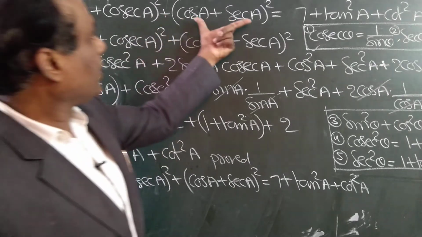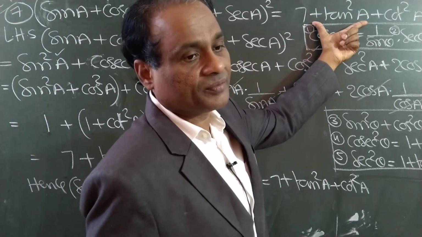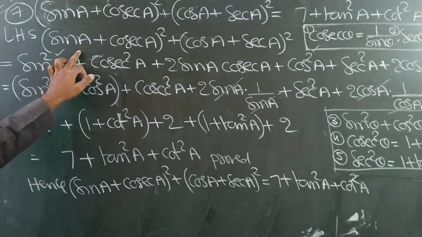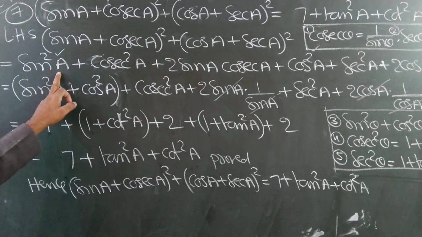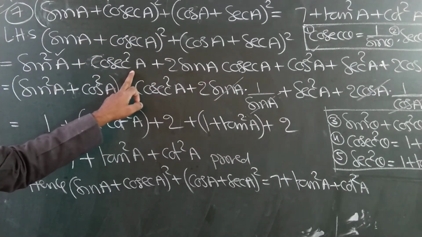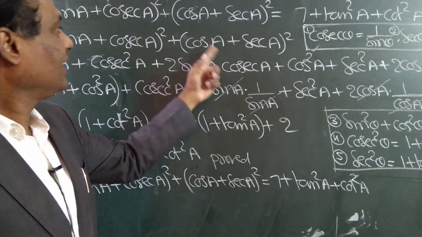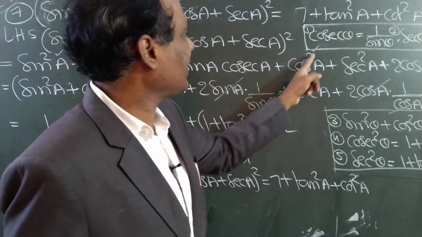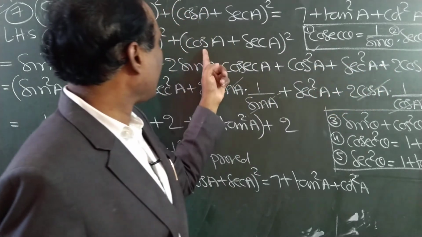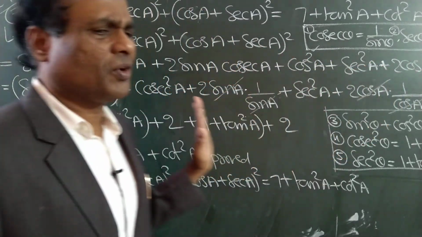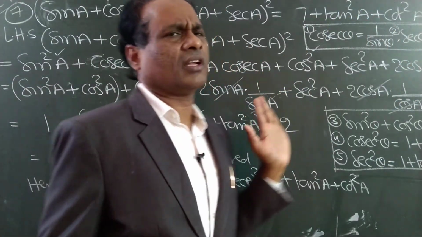See, this is the problem. We have to take it, and after simplification, this answer we have to get. I took the problem. A plus b whole square formula: a square plus b square plus 2ab. That's all.